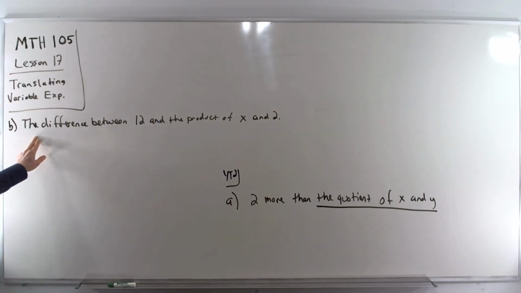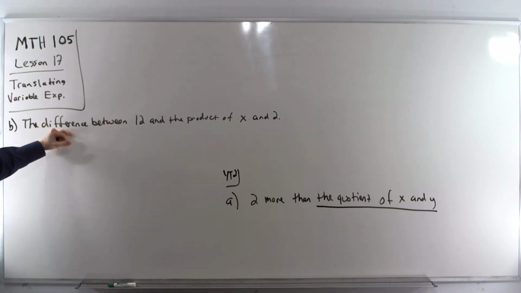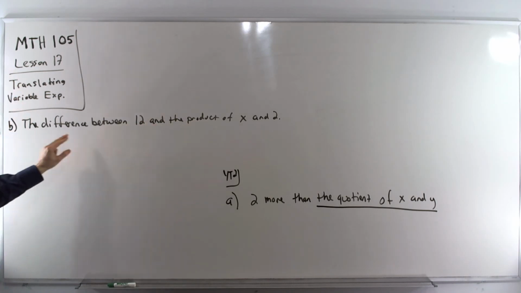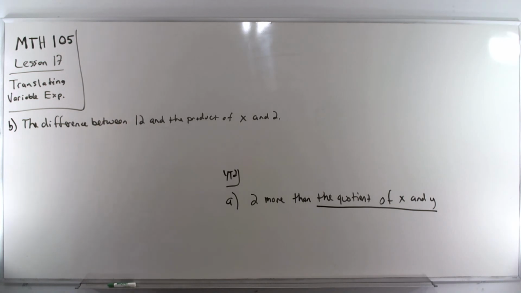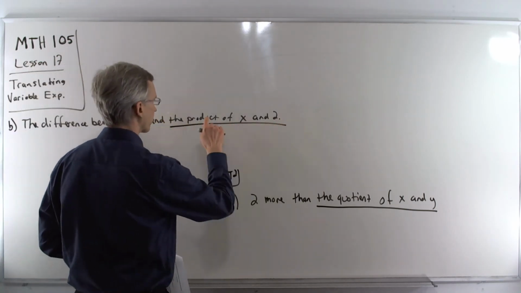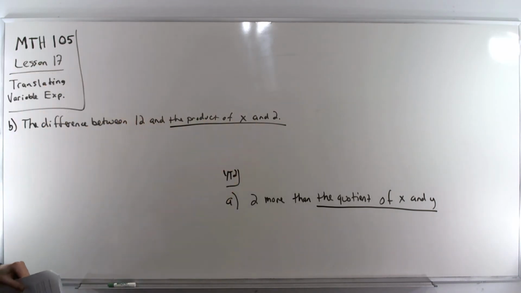So part B, we've got the difference between 12 and the product of x and 2. So you got difference, there's subtraction, product is multiplication, one number. So that means we can't start there because we have 2 operations and just one number. So instead, let's start over here. The product of x and 2. Product, one operation, 2 numbers and our variables. There's our simple expression for that one.